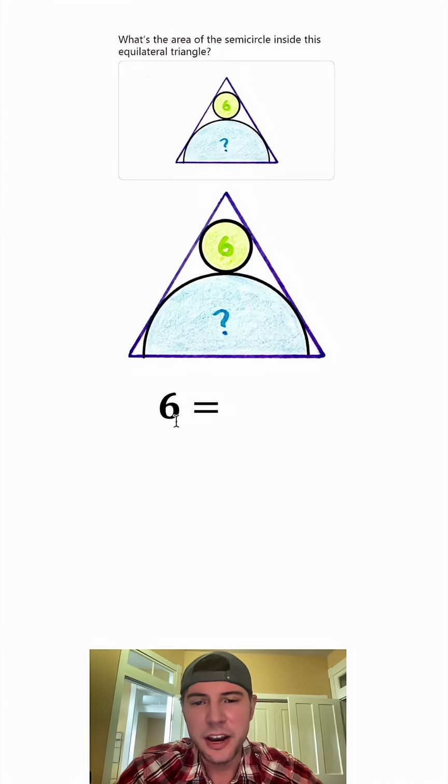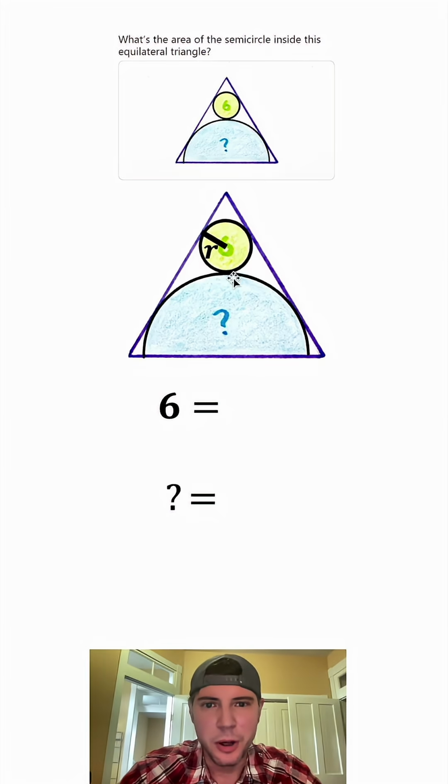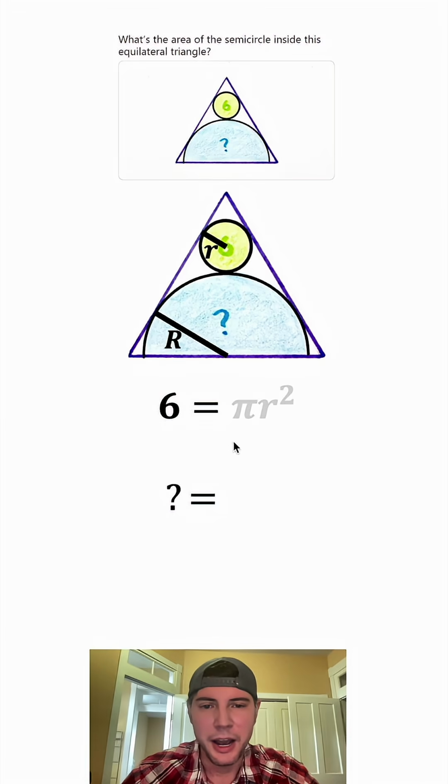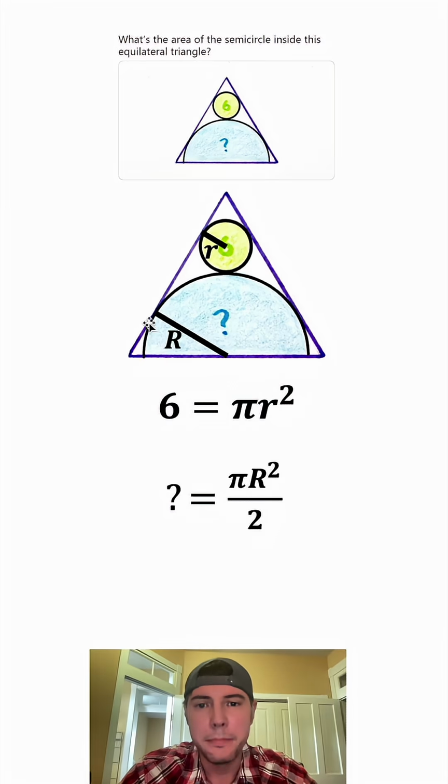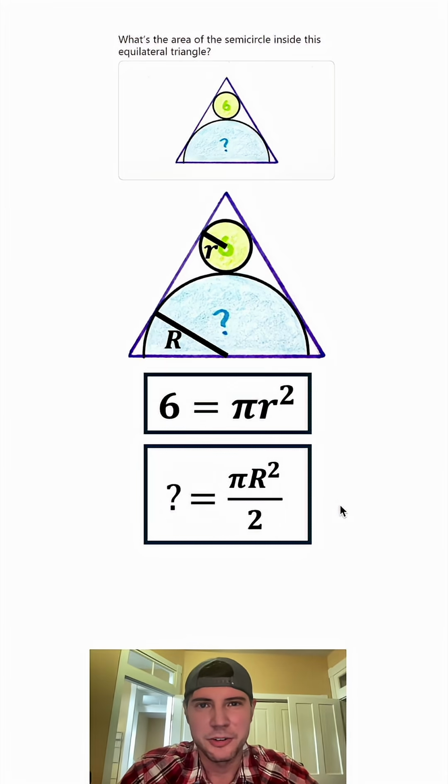So the 6 is the area of this smaller circle, and the question mark is the area of this semicircle. Let's label the radius of the smaller circle little r, and the radius of the bigger semicircle big R. So 6 would be equal to pi little r squared. And the question mark is going to be equal to pi big R squared divided by 2. These look important. Let's put boxes around them. And our goal is to find this question mark.